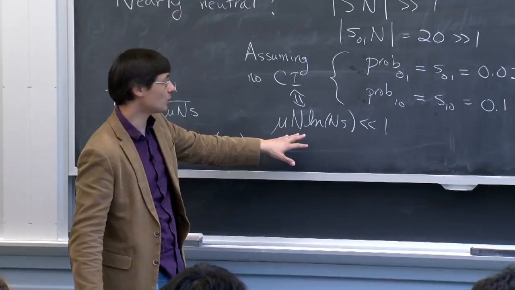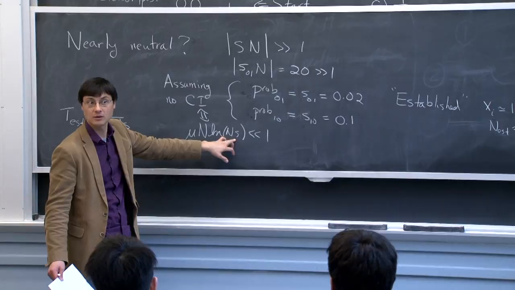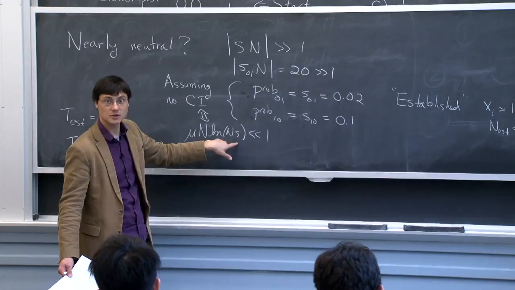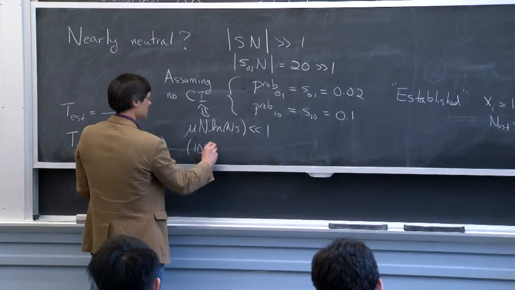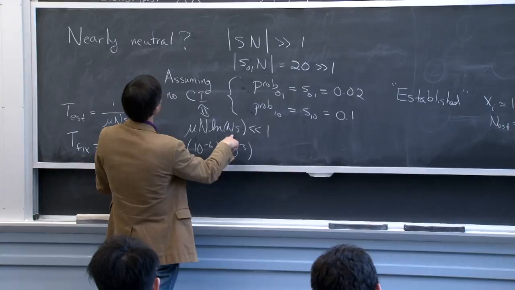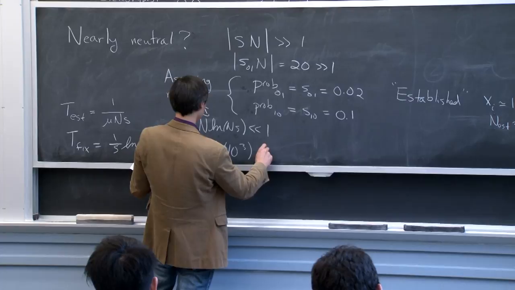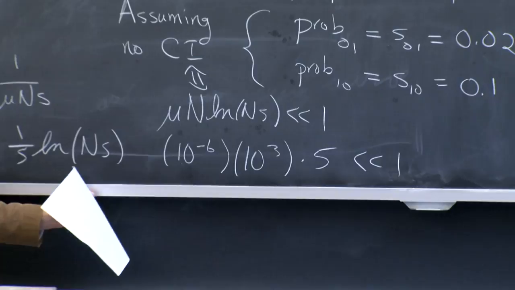Once again, there are multiple s's, and it's easy to get upset about this, but you can just use whichever s would be conservative. To be on the safe side, we want to take this to be as big as possible, so we take s as big as we can. It's in the log, so it's only a detail. We have 10 to the minus 6, 10 to the 3, and then the log of maybe 100, which is like 4 or 5. Is it closer to 4 or 5? I don't know, but it doesn't matter. We'll say 5. And this is indeed much less than 1. So indeed, we don't have to worry about clonal interference.